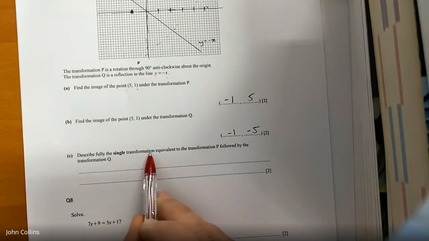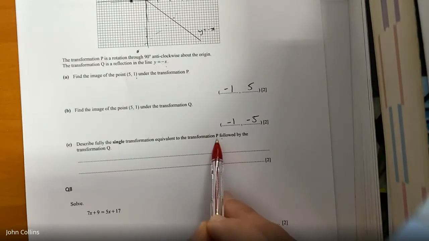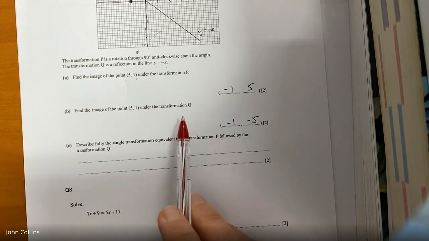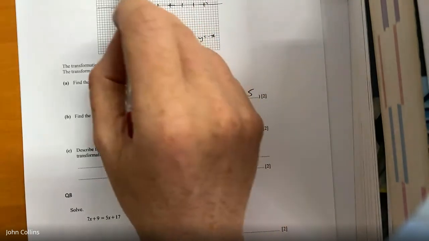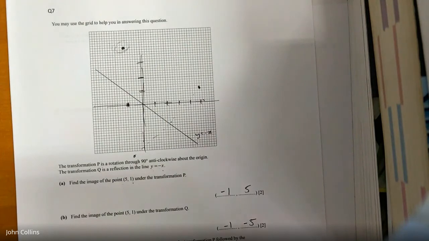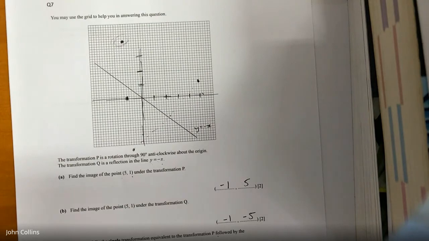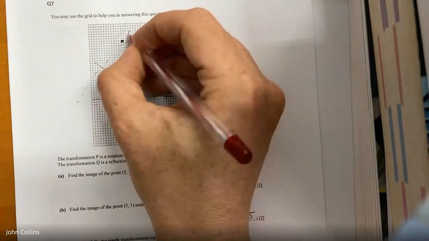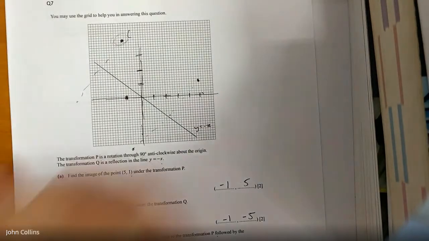Describe fully a single transformation equivalent to P followed by Q. So a 90 degrees clockwise turn. Sorry, I'm off screen. And 90 degrees. So this has gone to here. And then if I wanted to transform that over Q, so something here, oh, what's going to happen? Where is that going to be? So remember what this point was. That was the point minus 1, 5.